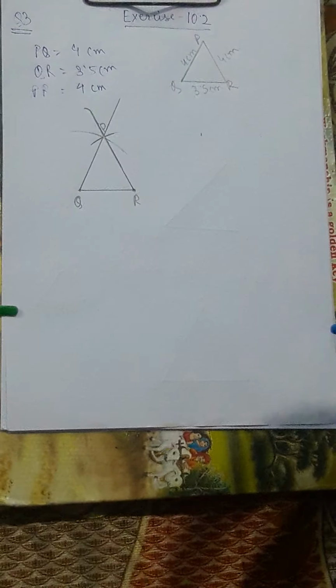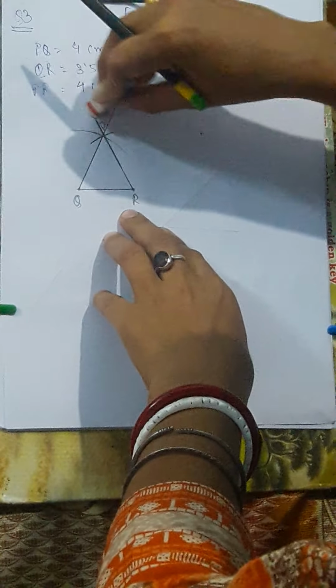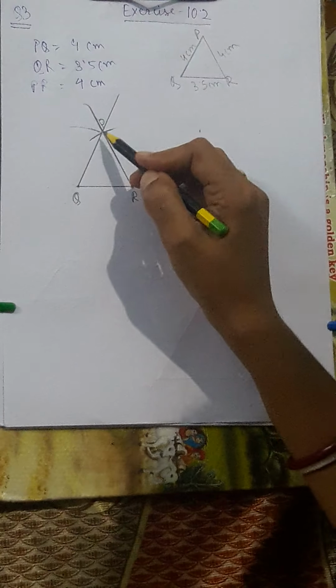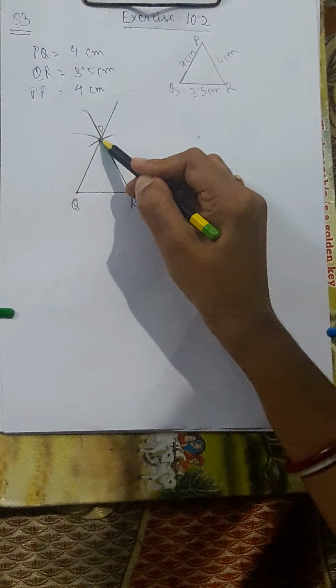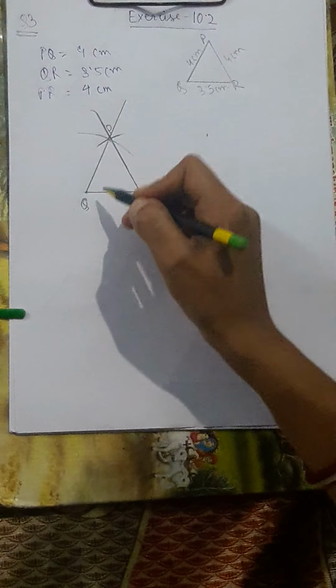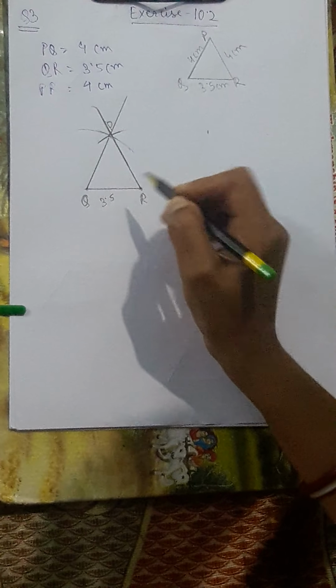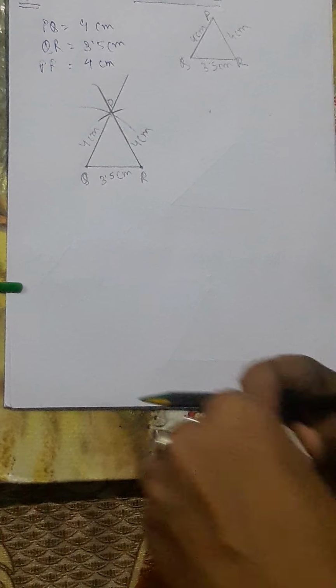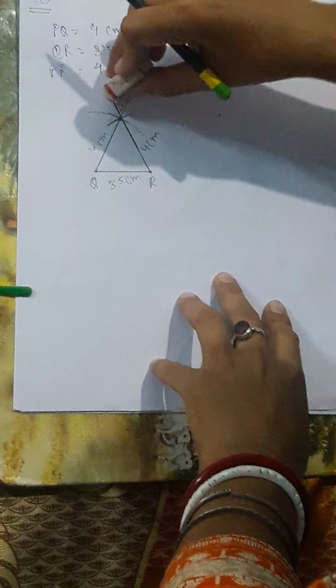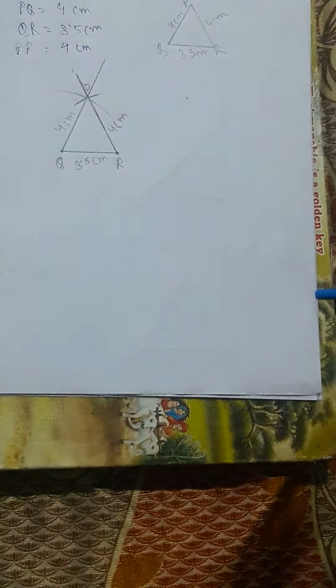Okay, now for the cross check, if you measure this one, you will get that the intersection point, that is P, will be exactly 4 cm. So here in this case, QR is 3.5 cm, PQ is equal to 4 cm, and PR is also 4 cm. Okay, after completing question number 3, let's come to question number 4.